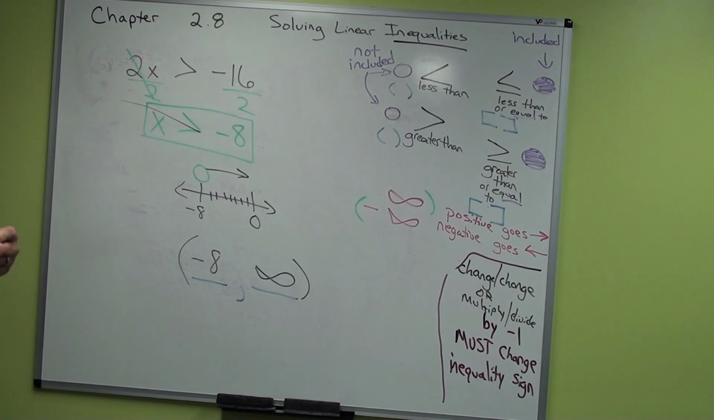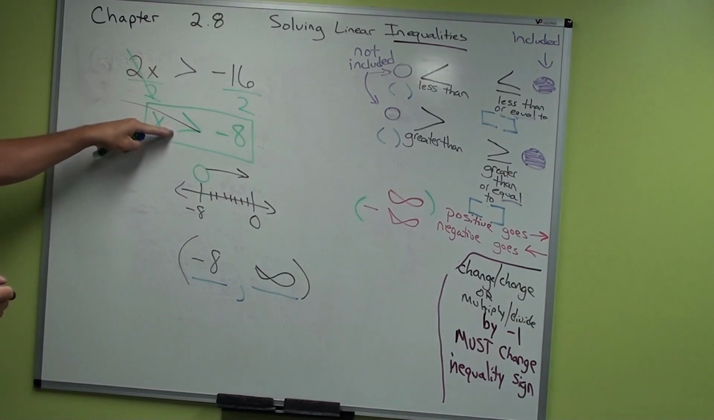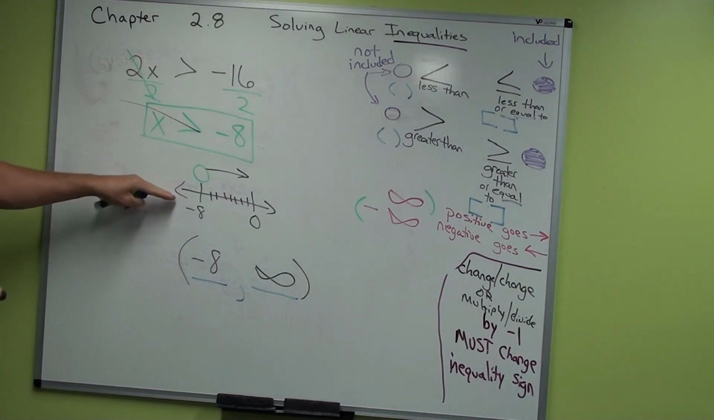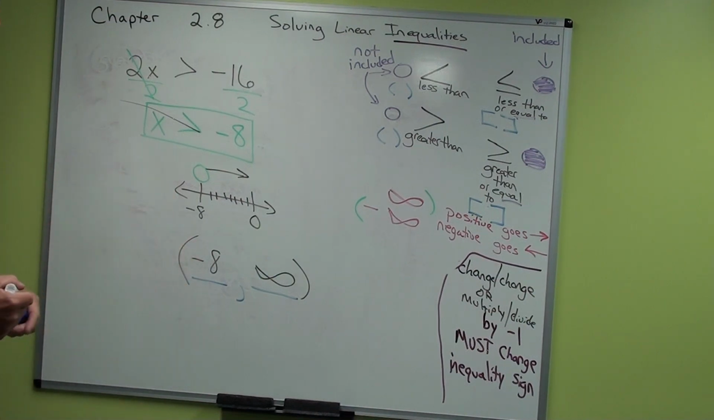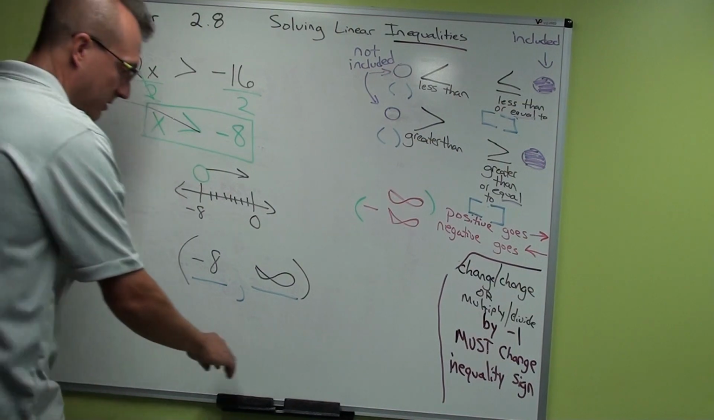Finished. So we solved the problem, got an answer. Answer made the graph. The graph gives us the interval notation. And now we're finished. Now we can go on to the next one.